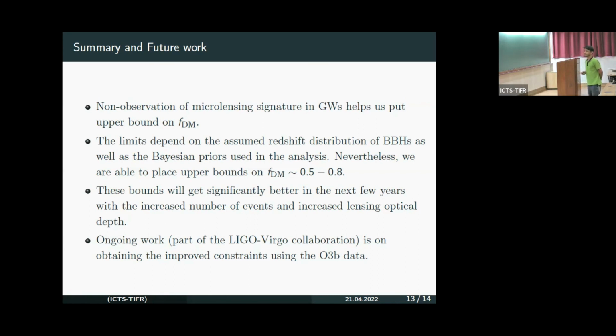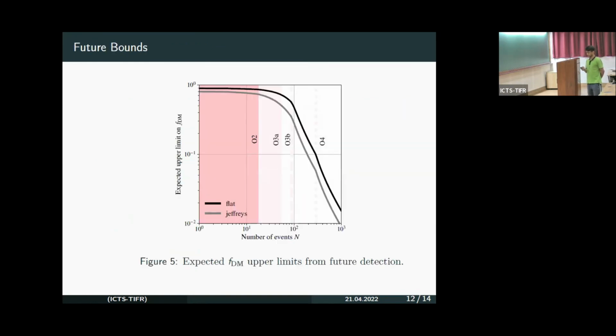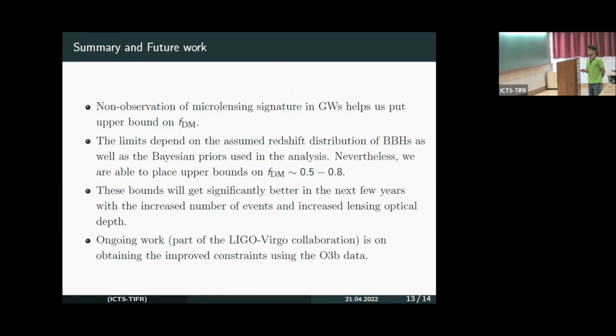Our ongoing work, which is also part of the LIGO-Virgo collaboration, is on obtaining improved constraints using the O3B data. That is, we are currently here now. This is the ongoing work. And yeah, thank you.